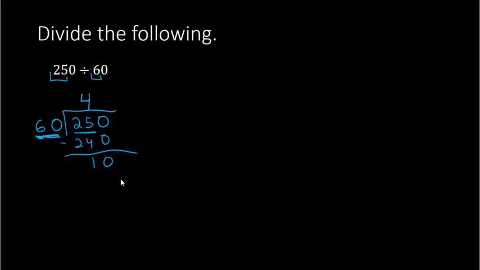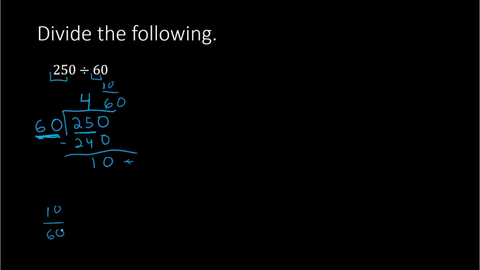So instead of writing that as 4 with a remainder of 10, we could write this remainder as a fraction where we have 10 and then put that over the 60. And then from here, once we have that, the 10 over 60 we can write in lowest form.